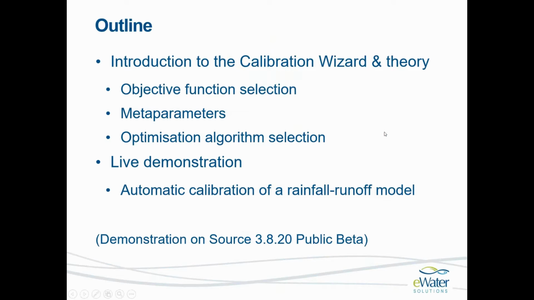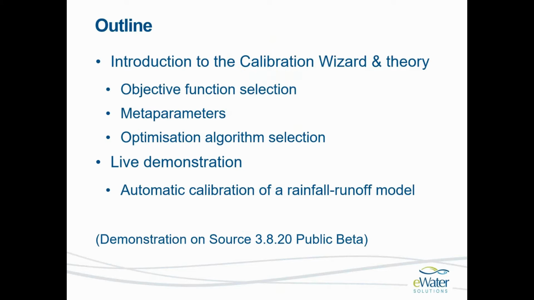In today's webcast, I'm going to start with an introduction to the Calibration Wizard and some of the theory behind it. I'm going to focus on three topics. These are objective function selection, metaparameters, and optimization algorithm selection. The background to the theory is going to be followed by a live demonstration of how to use the Calibration Wizard to automatically calibrate a rainfall runoff model.